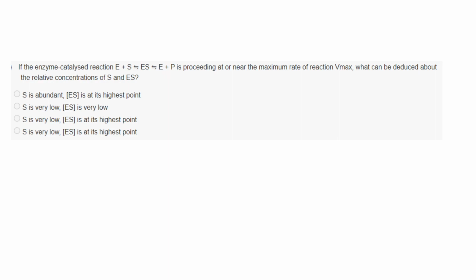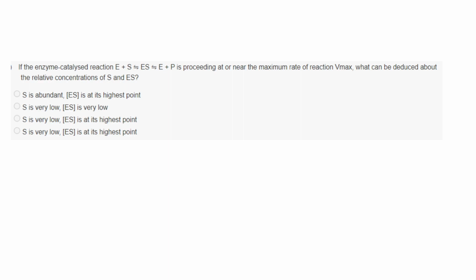So the question is, if an enzyme catalyzed reaction, so you have E plus S giving an ES intermediate, which gives you E and P. Basically, P is the product, S is the substrate, and E is the enzyme.